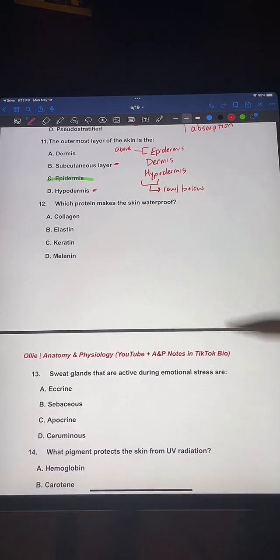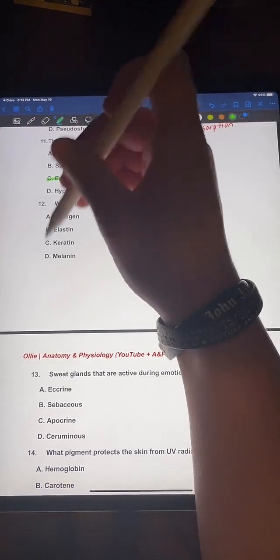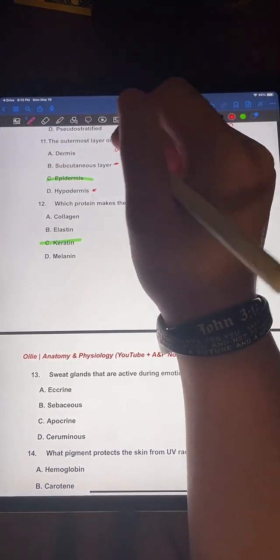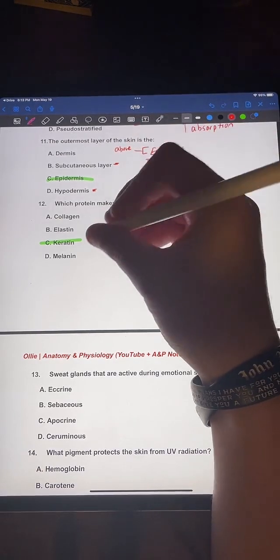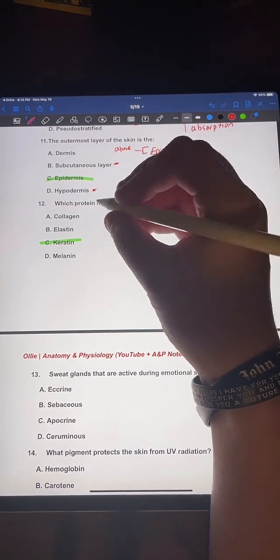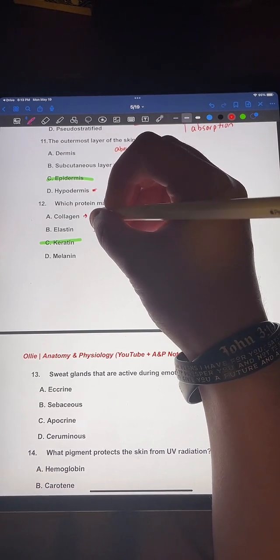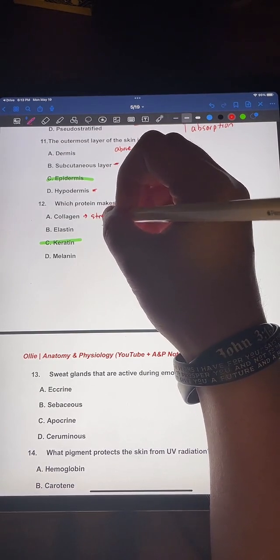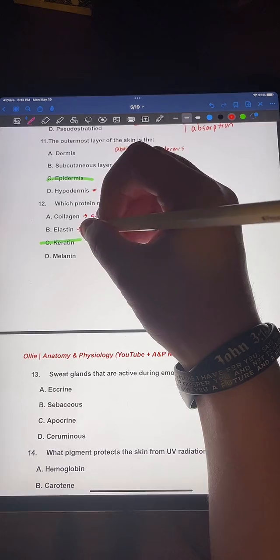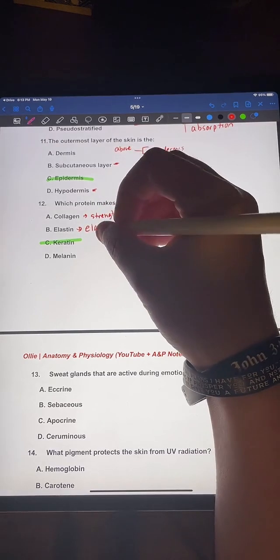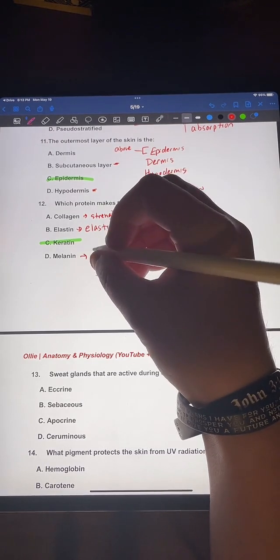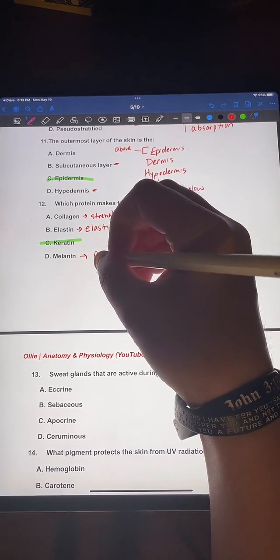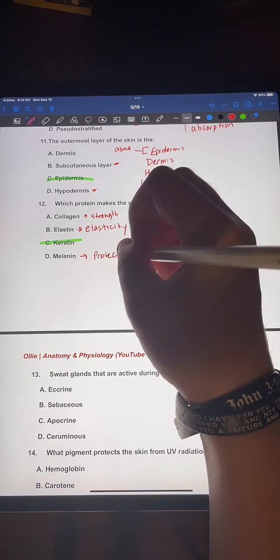Number 12 is C. It is keratin. So keratin is pretty tough. This is what's going to waterproof the skin. Collagen is what's going to give strength to the skin. Elastin is going to give its elasticity. Melanin is going to be our skin color and our protection from UV rays.